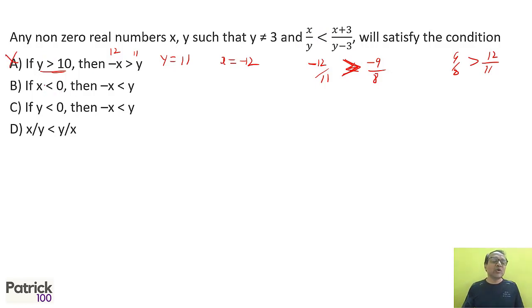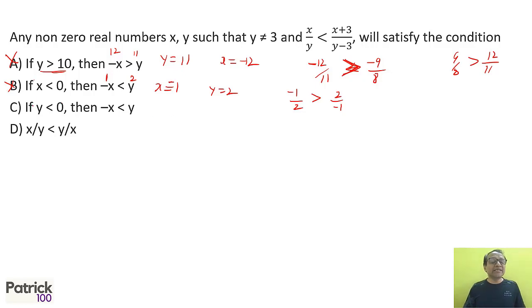Let's take B. X is less than 0. I take minus 1. So I take x as minus 1. If I take x as minus 1, so minus x will become 1. Y is more than that, I take y as 2. Substitute. So we'll get minus 1 upon 2. X plus 3, okay, so you have minus 1 plus 3, which is 2. Y minus 3, which is 2 minus 3 will be minus 1. Again, you will see that minus half will be more than minus 2. So this also doesn't satisfy.